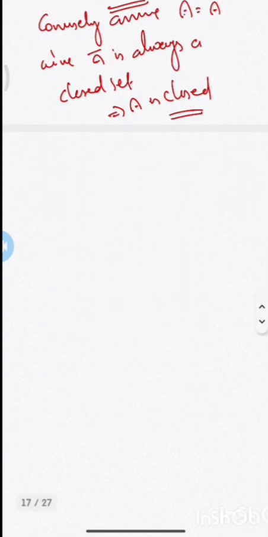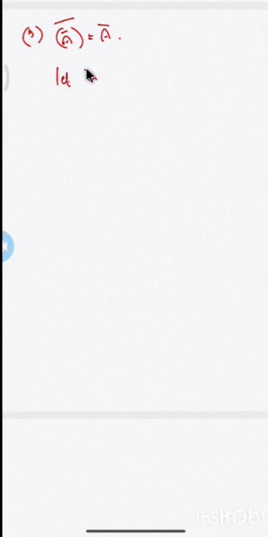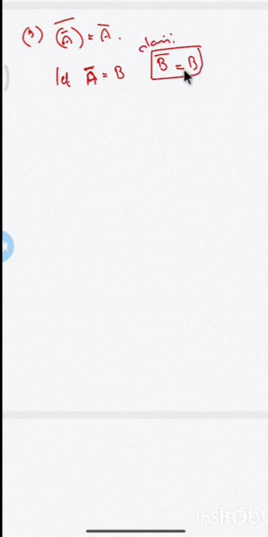Okay. Now the fifth property. A closure, the whole closure, equals A closure. This is what we want to prove. Ready. Take A closure equal to B. To avoid confusion, I rewrite A closure as B. Then we are looking for B closure equal to B. This is our claim. B closure is equal to B.